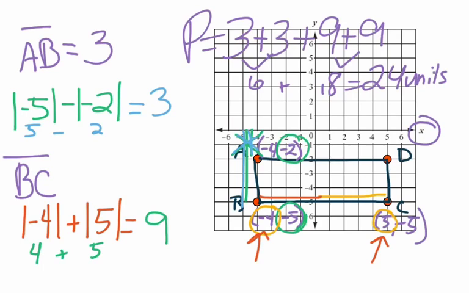And if we wanted to find the area, we would do our length times width. So 3 times 9 means that we have an area of 27 units squared. All right. So on the next page, we're going to have one more problem. Let's give it a try.